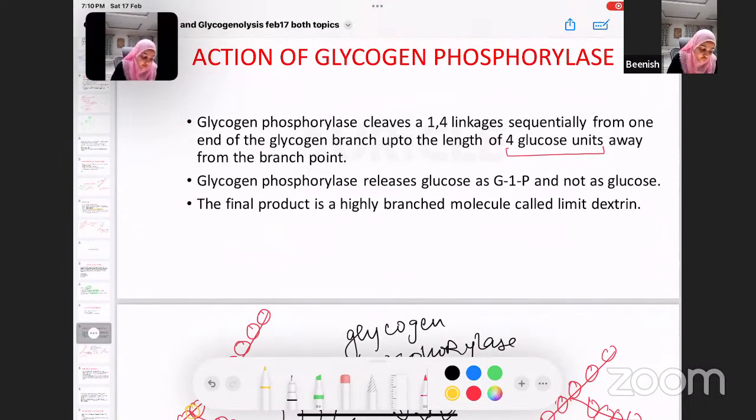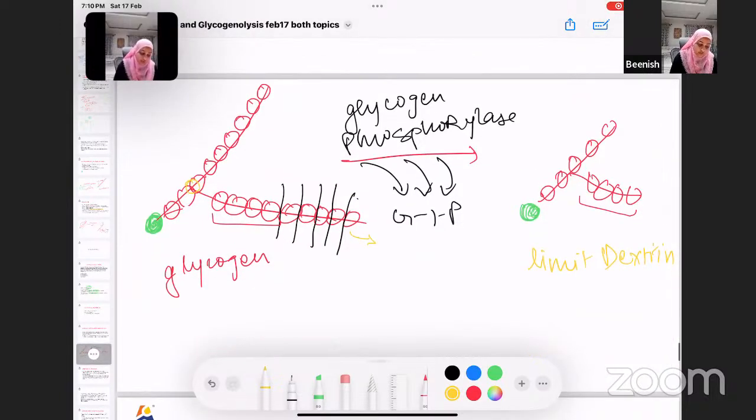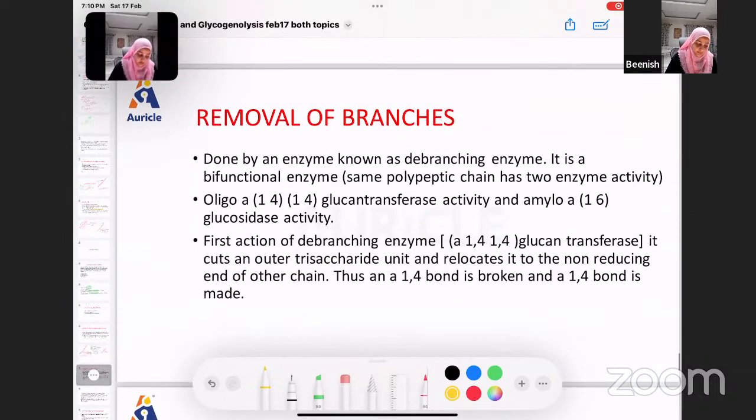Let's read this again. Glycogen phosphorylase is your enzyme. It cleaves only alpha 1,4 linkages. So it is not capable of removing the branches. It sequentially removes glucose from one end of the glycogen branch up to the length of 4 glucose units away from the branch point. So you see, this was your glycogen. It was acted upon by glycogen phosphorylase and it sequentially removes glucose as glucose 1 phosphate, and it works only up to the length of 4 glucose units away from the branch point. Okay, I hope this clears.